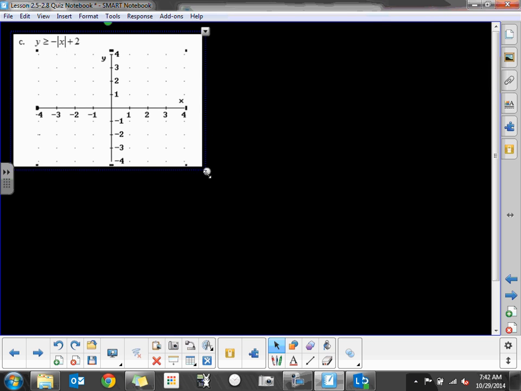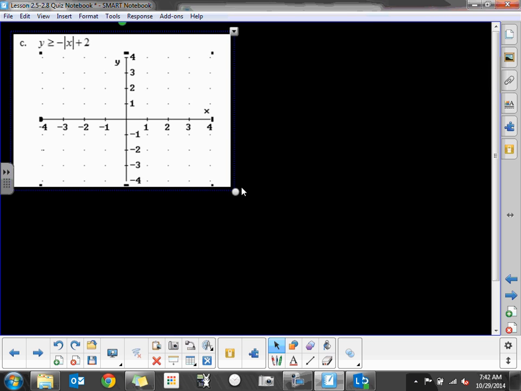Question 2c, we're graphing another inequality. Inequalities will always require some shading on your graph like the last two did. So this says y is less than or equal to a negative absolute value of x plus 2. So this time we don't have a linear equation because we have our absolute value sign in here. So this is an absolute value graph.